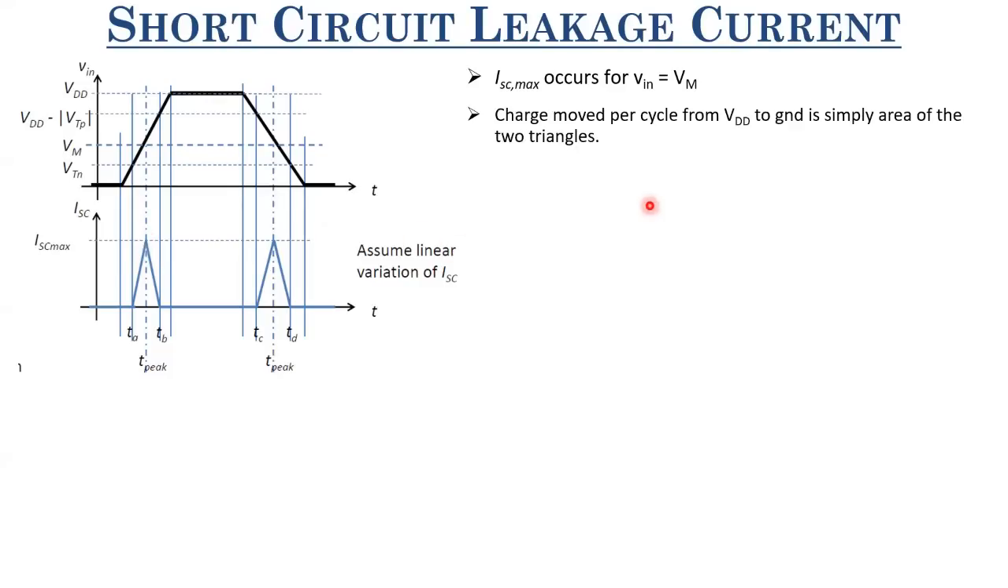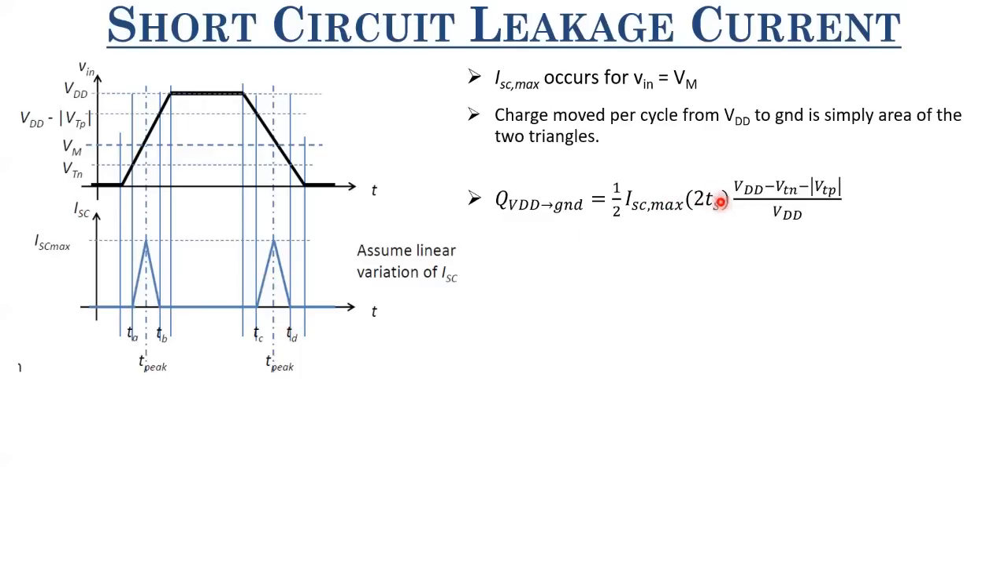Now, the charge which is moved per cycle: this is one cycle where first we go from 0 to 1 and then from 1 to 0. So in one cycle, the charge which has moved from VDD to ground is simply what? The area of these two triangles, right? And what is that area? That area is half into base into height. Height is ISC, so half into ISC into the time for which this short circuit current flows. The time for which the short circuit current flows is TS times (VDD minus VTN minus mod VTP) divided by VDD. This is what we discussed in the last slide, right? And 2 comes because we have 2 such triangles.